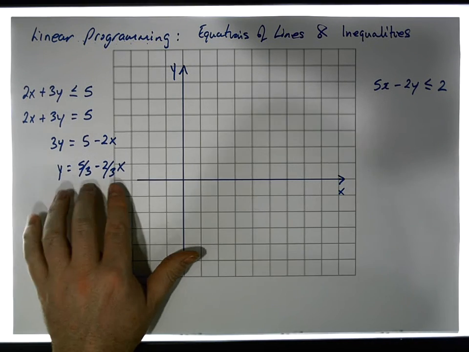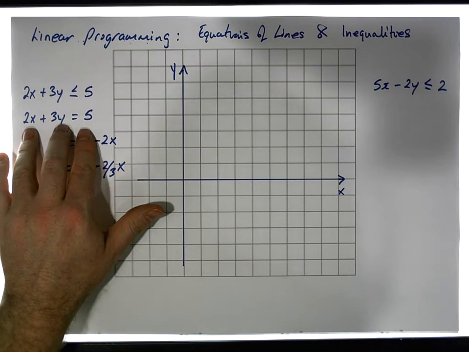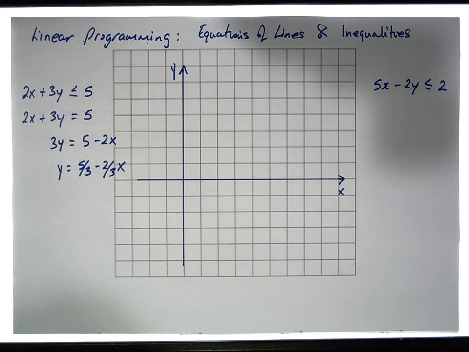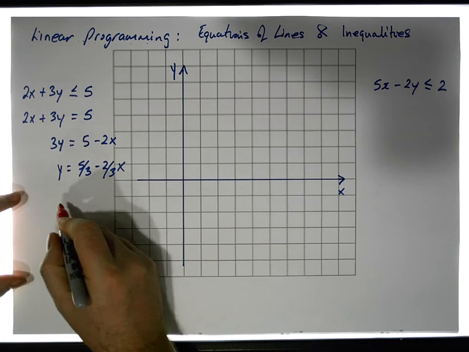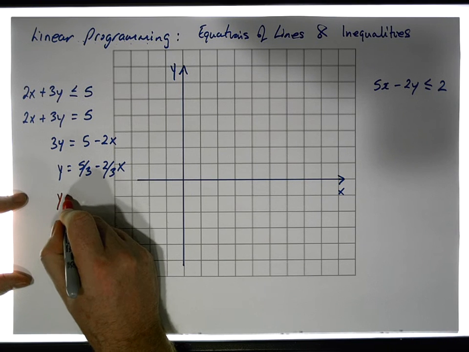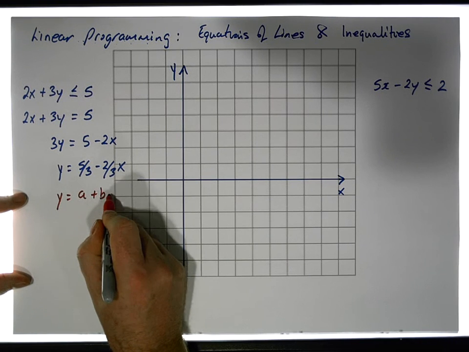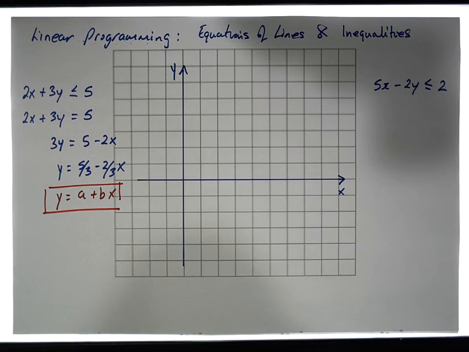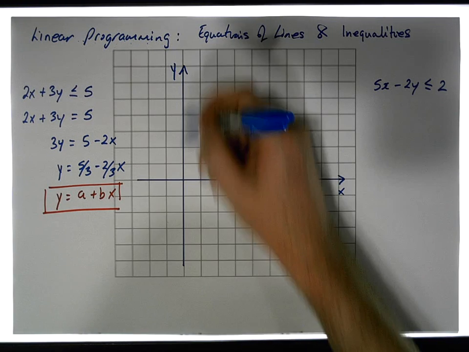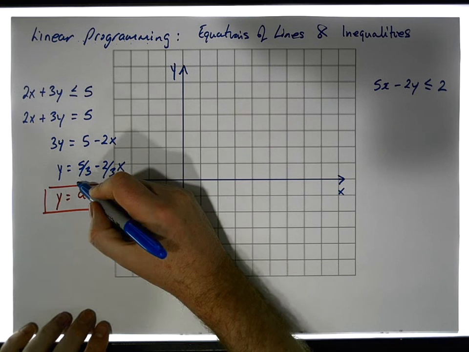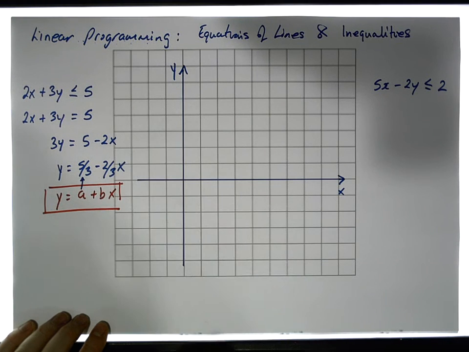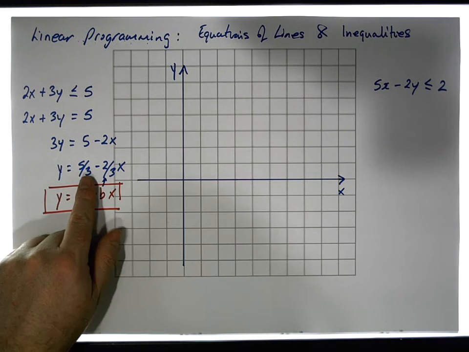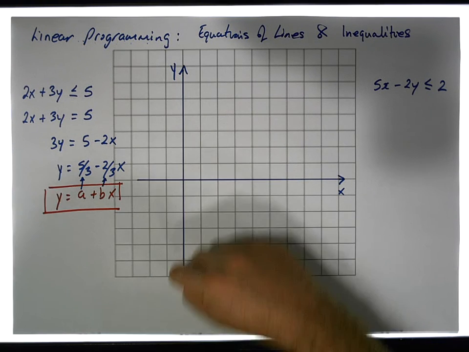This is the same line that I had a moment ago. We've just transposed it into a different form, known as the y-intercept form, and it looks like this: y is equal to a plus b times x. This helps us visualize the line and where it is. In this case, the a is 5 thirds and the b is minus 2 thirds. 5 thirds represents where the line intersects the y-axis.